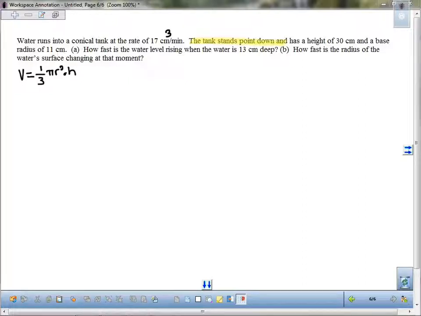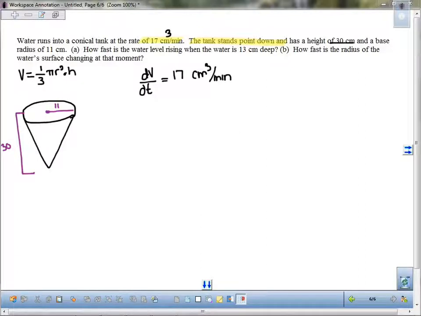We know that our tank is pointing down. We also know that the rate of change of the volume is 17 cubic centimeters per minute. We know that the height of the cone is 30 centimeters and the radius is 11 centimeters. We want to know how fast the water is rising at that specific moment in time, when it is 13 centimeters deep. So we need to find my equation for all h's. I'm not going to take the 13 into account yet.